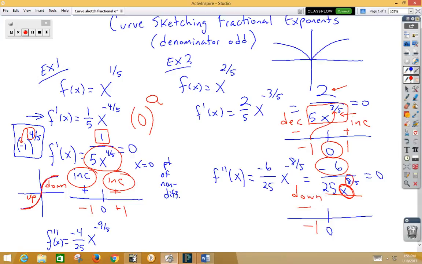If I pick something to the right of 0, like 1, and I plug that into x, I have a negative divided by a positive is a negative, and so we're still concave down. So to the left of 0, I'm decreasing concave down, gives me this shape up here, and then I'm increasing concave down, gives me this shape to the right, confirming my birdie.